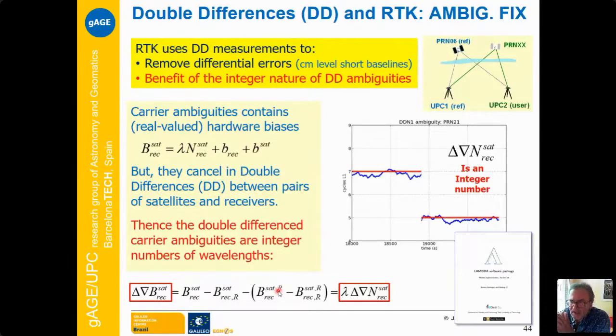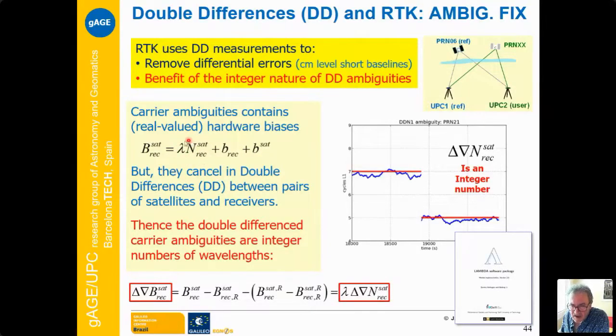Why? Taking double differences, we get the ambiguity. Taken in double differences, the ambiguities are integer numbers of wavelengths. I'm going to explain better. The ambiguities, as I commented, we have to refer to the carriers. The ambiguities contain an integer valued term and a real valued term.